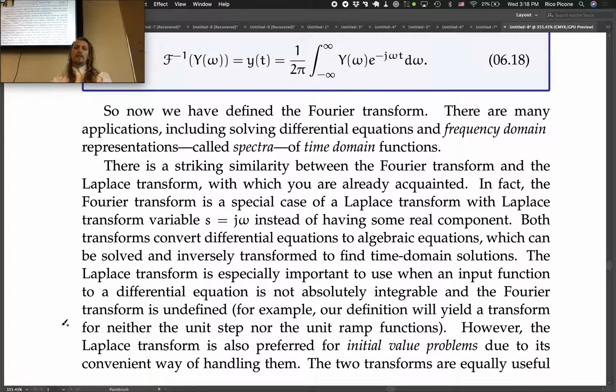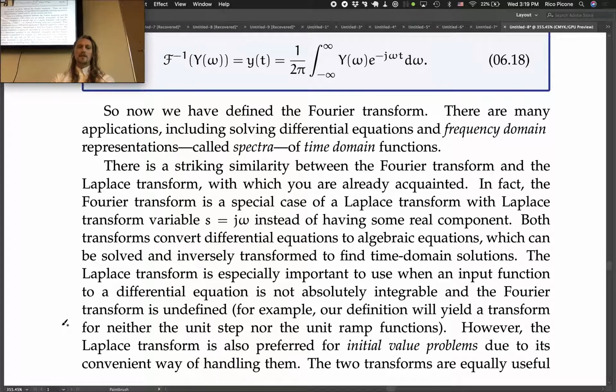So for example, our definition will yield a transform for neither the unit step nor unit ramp functions, because they're not absolutely integrable. They continue to grow as you go off to infinity. So the absolute integrability is problematic for some functions that we like. So that's part of why we like Laplace transforms, is that you can do Laplace transforms of those functions, and they're nice. They're not messy.